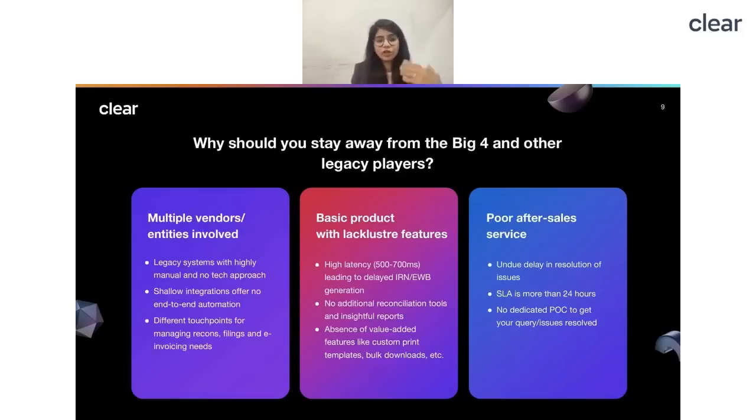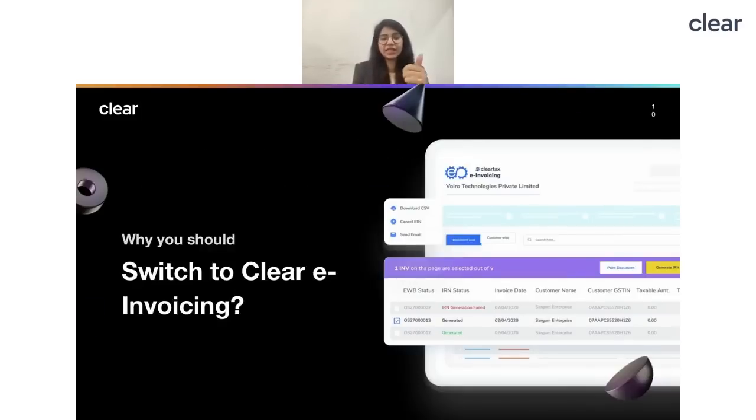At the same time, if you also want to send the email from there itself, which means you want to send emails to the customers so that they also know that the IRN has been generated and this is the normal invoice, that can also be sent in a single click. So in a single click, you will be able to send bulk mails to all of your customers so that you don't have to do it one by one.